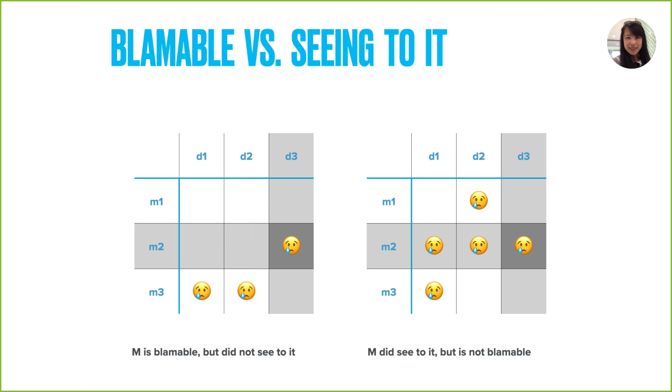What about the responsibility of seeing to it? In the right game, under this same action profile M2 and D3, the baby cries. Under this same situation, as mom guarantees that the baby cries with her action M2, mom is indeed responsible for seeing to the fact that the baby cries. However, she is not responsible for seeing to the baby crying in the left game because her action M2 does not unavoidably lead to the baby crying.